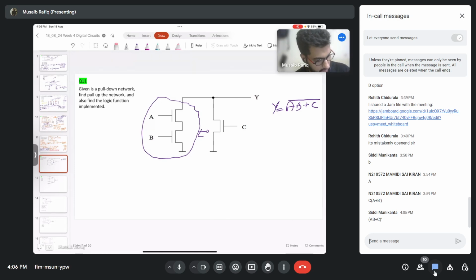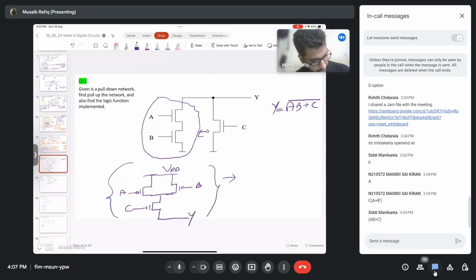So here I have VDD, then I have A, this right here is B, and this right here is C, and this is your Y. So this is my pull up network.